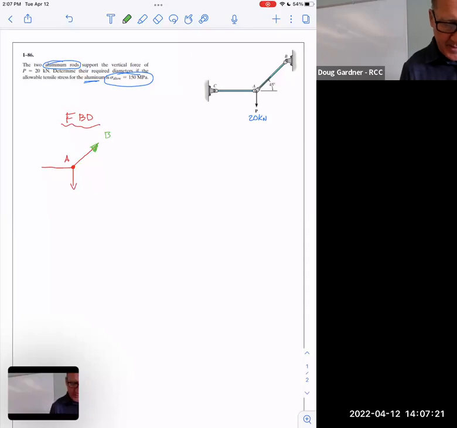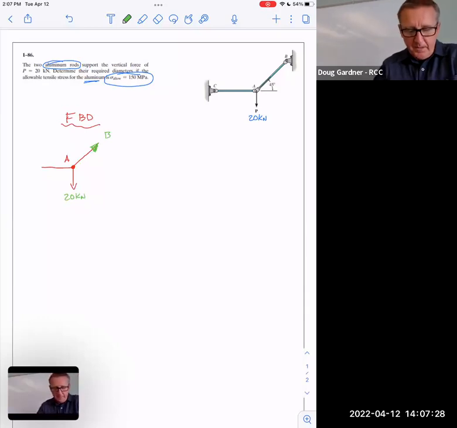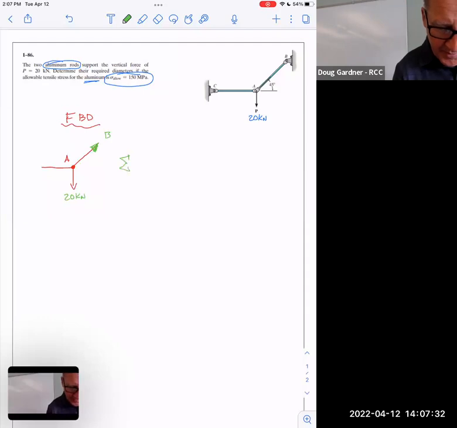Otherwise, there'd be nothing to stop that 20 kilonewtons going down. So I know that has to go up, so it's under tension. And so right now, I could write some of the forces in Y, even before I do anything else if I wanted to. I've got force of AB going up. That's why I called it positive, but it's modified by the sine of 45 degrees. So that's the part of it that's actually going up. And then I've got 20 kilonewtons going down.